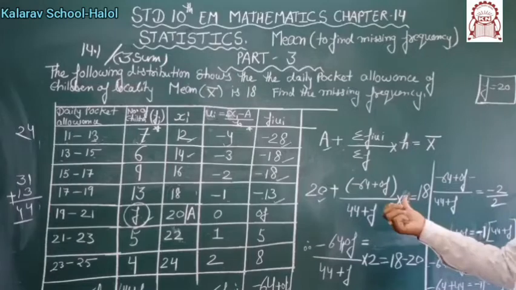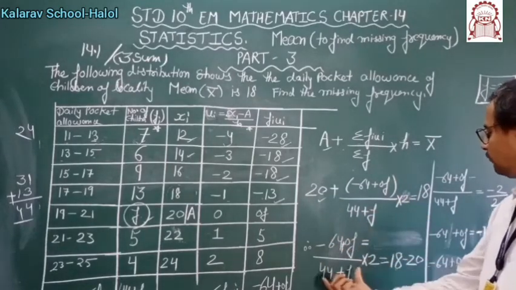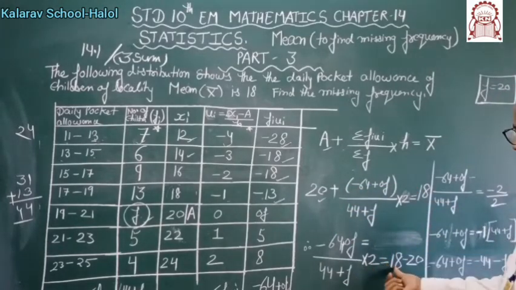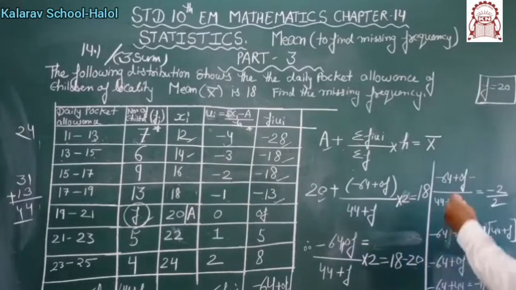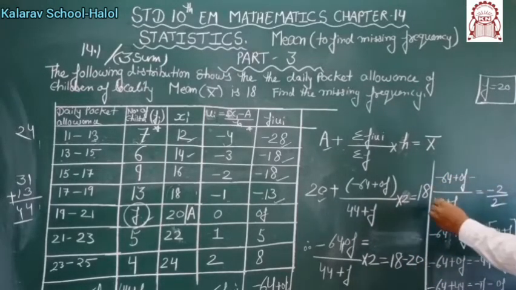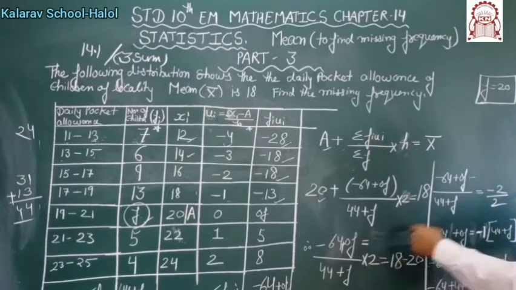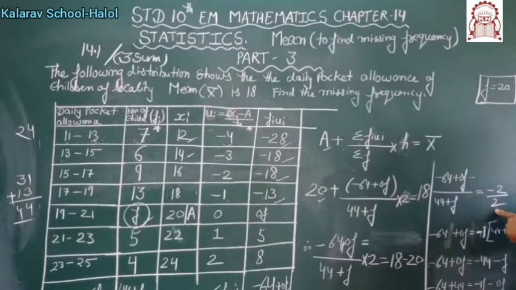Is it clear? Now (64 plus 0f) upon (44 plus f) into 2 equal to 18 minus 2, this one we shifted to this side. Again (64 plus 0f) upon (44 plus f) equal to minus 2 upon 2, this multiply we put in this side and it becomes division. Okay, so minus 1. Now this one we shift to this side, it becomes multiply in this side. So minus 64 plus 0f equals minus 1 into (44 plus f).